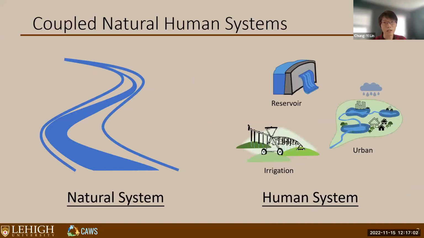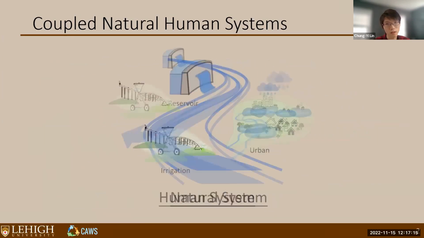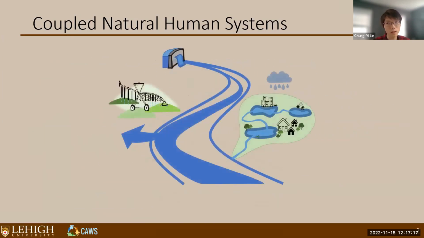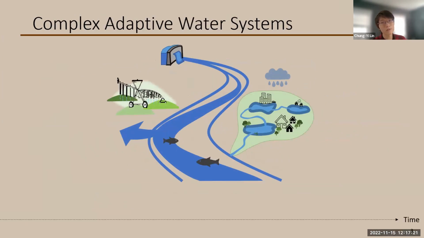So in this anthropogenic era, most of the major basins involve some degree of human activities like irrigation, reservoir operations, and urban drainage. And many studies have tried to investigate these so-called coupled nature-human systems to better inform the management policy or simply advance the science. And here we further refer to the coupled nature-human system as the complex adaptive water system.